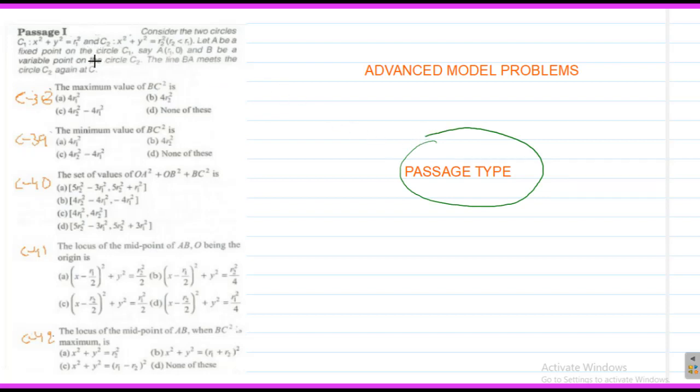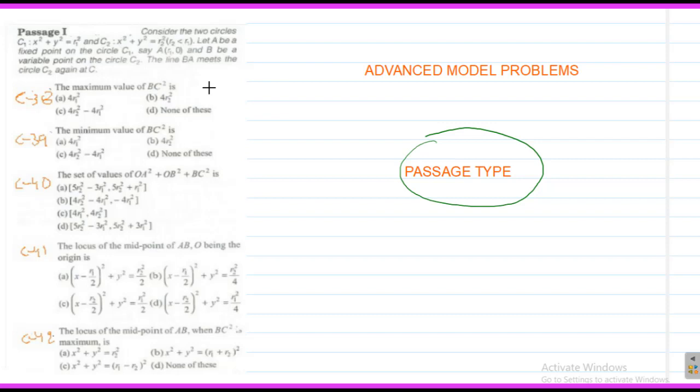First of all, I want to write the passage. Consider the two circles. First one is C1: x square plus y square equal to r1 square, and C2: x square plus y square equal to r2 square, provided r1 is greater than r2. Let A be a fixed point on the circle C1, say (r1, 0), and B be a variable point on the circle C2. The line BA meets the circle C1 again at C.